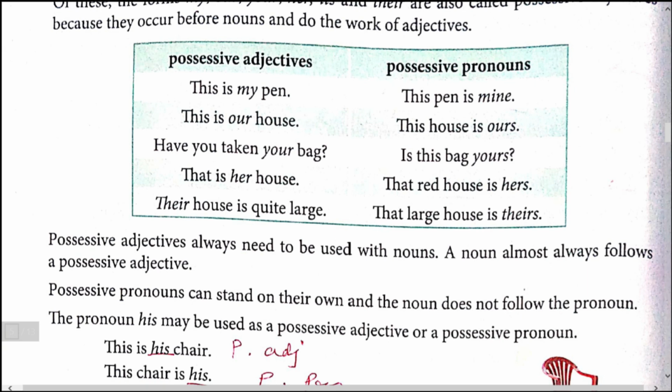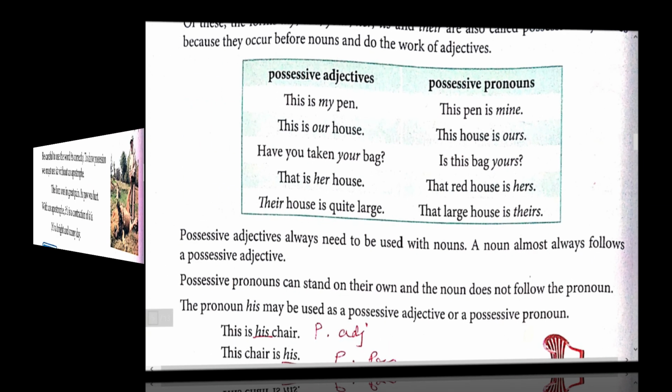The pronoun his may be used as a possessive adjective or a possessive pronoun. There is a rule that his can be used for both, for a possessive adjective also and for a possessive pronoun. For example, this is his chair. Now here, in this particular example, it is a possessive adjective. His is a possessive adjective. And the second one, this chair is his. So here his is acting as a possessive pronoun.